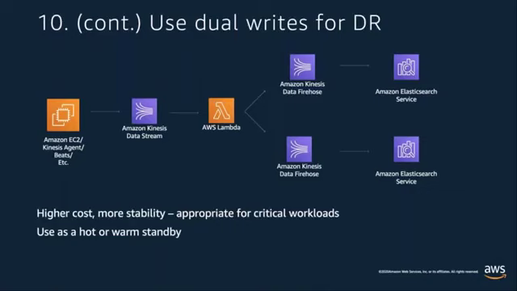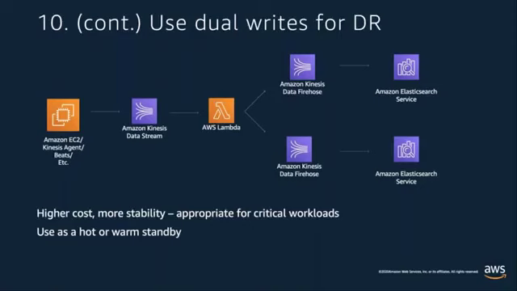I'm visualizing one for you here where we're taking a Kinesis data stream that's receiving all of the traffic from the Kinesis agent or the Beats or what have you. We're executing a Lambda that's going to deliver to 2 different Kinesis Data Firehoses, one in each of 2 regions, and then deliver to Amazon Elasticsearch Service. This way we have a hot standby. We could use it as a warm standby, or we could use it as a hot standby as well.